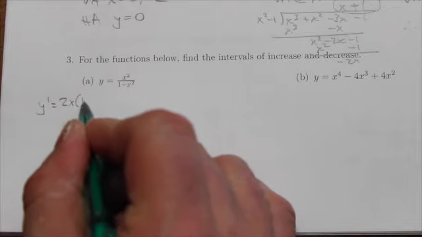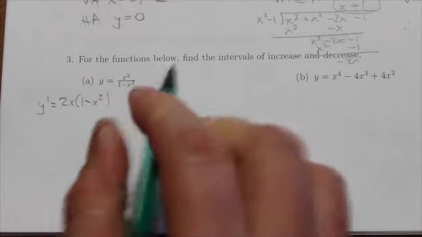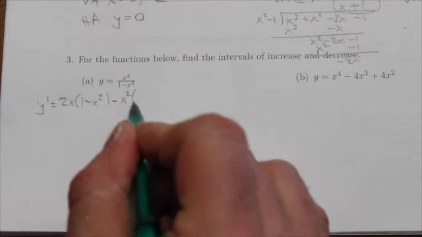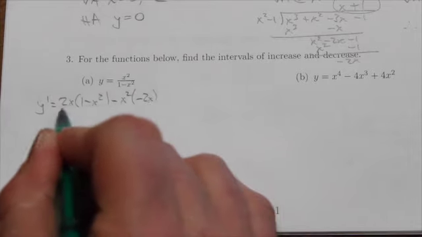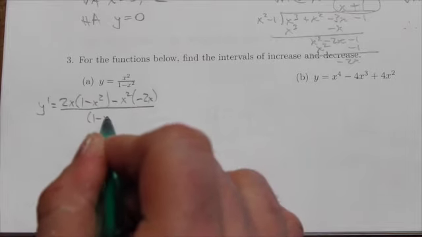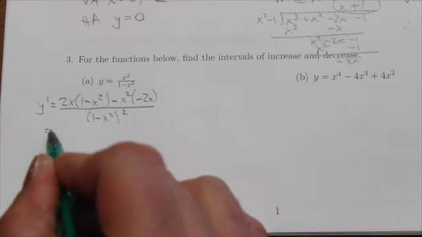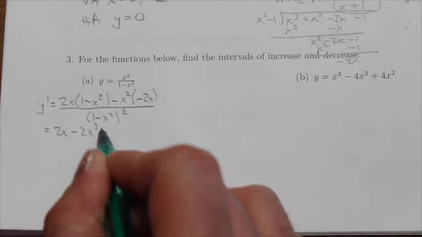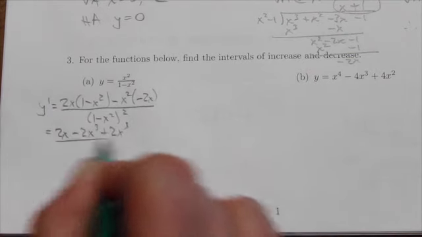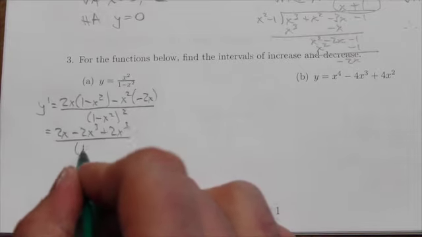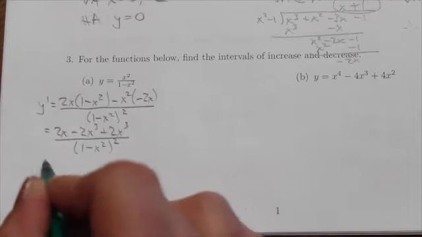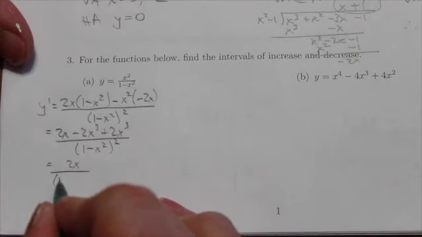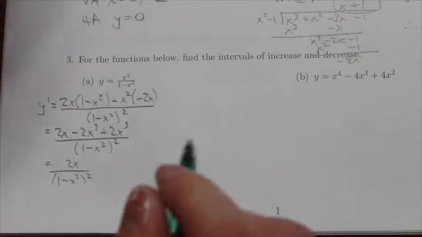So I'm going to use the derivative of the numerator, 2x, times 1 minus x squared, minus x squared times the derivative of the denominator, negative 2x, all over (1 minus x squared) squared. So the numerator is going to become 2x minus 2x cubed plus 2x cubed, and that's immensely convenient. So my numerator is simply going to become 2x over (1 minus x squared) squared.